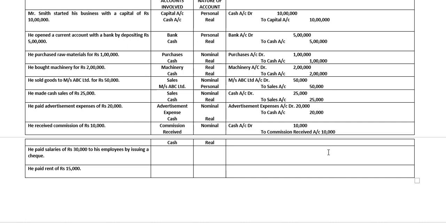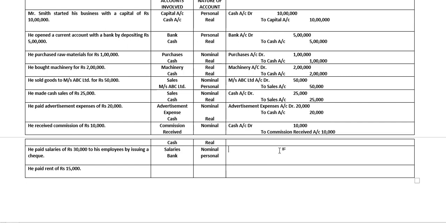Now to the second last transaction. He paid salaries of 30,000 to his employees by issuing a check. So the account involved is salaries account, and the second account involved is bank, because when you write a check, the payment is made from your bank account. As we know, salaries is being paid, so it's an expense, which is a nominal account, and bank is a personal account, as already explained in above transactions.